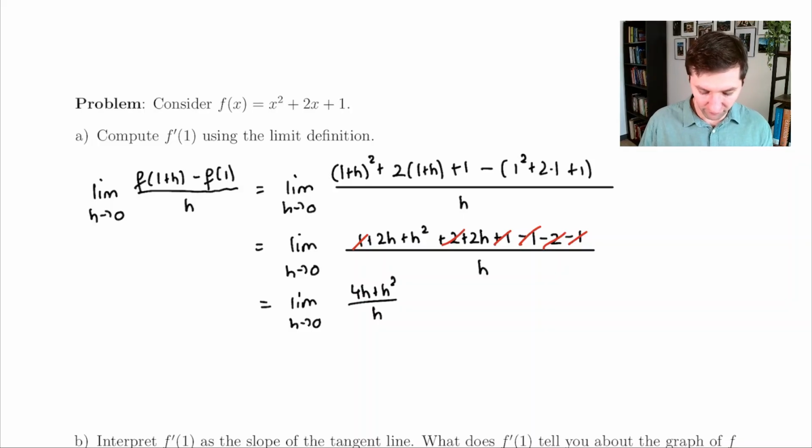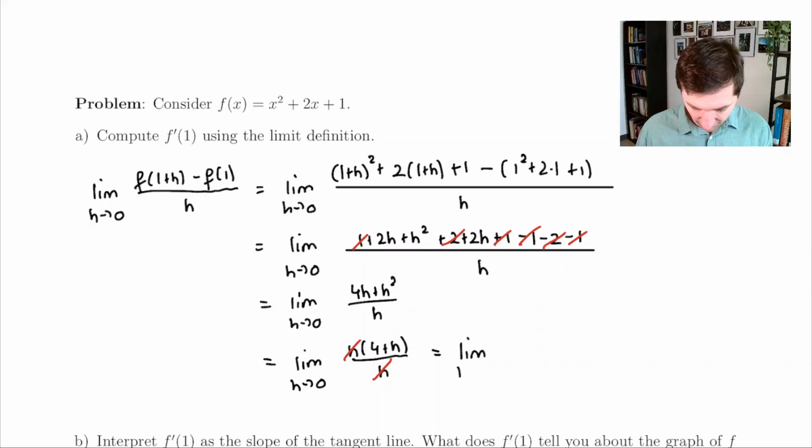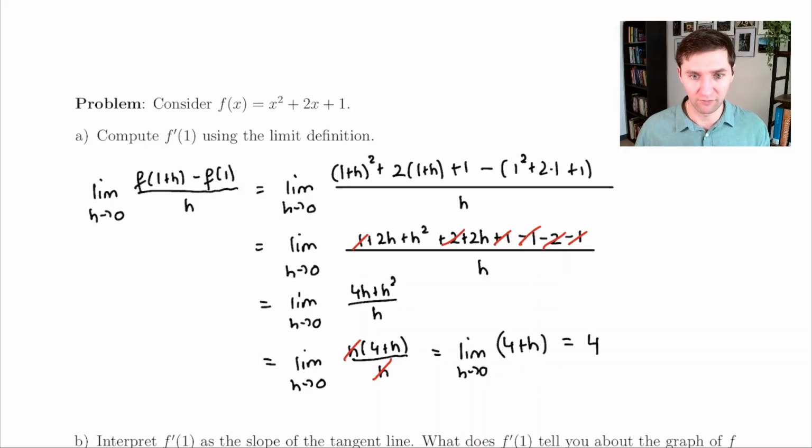This allows me to factor h from 2 terms in the numerator, and I get the limit as h goes to 0 of h(4 plus h) divided by h. Then I divide out h, which leaves me with the limit as h goes to 0 of 4 plus h. Plugging in 0 for h to this expression gives me 4. The derivative of the function f at 1 is 4.